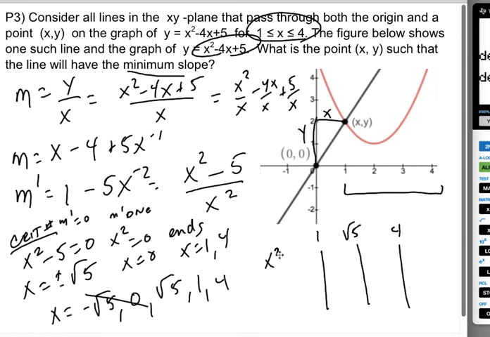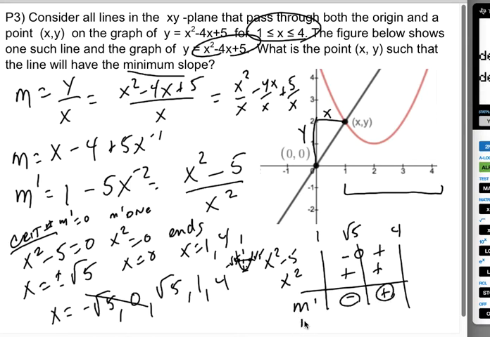My factors were x squared minus 5, right? Now that's a parabola that looks like this, right? With its zeros at the root 5s. So it's going to be negative and then positive, right? Because you can see that that's this window here, negative and then positive. X squared is positive all the time except at 0, right? So what that means is that my m prime is negative and then positive, so m is decreasing, then increasing. Sure enough, my minimum happens at root 5.